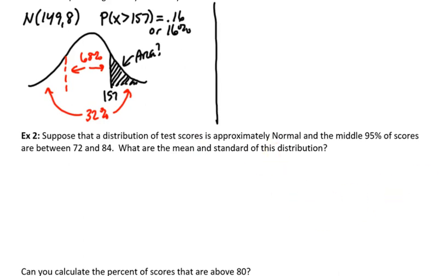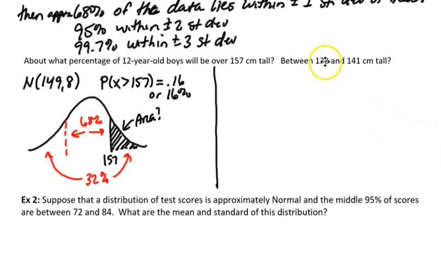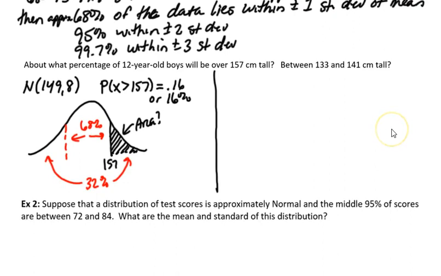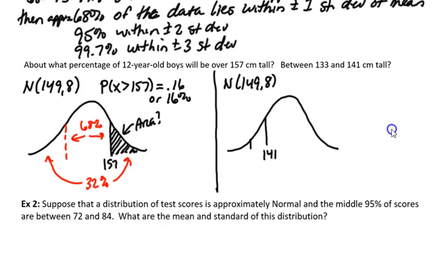In the second example, I want to know between 133 and 141. Notice here, 133 is 2 standard deviations from the mean in the negative direction, and 141 is 1 standard deviation from the mean in the negative direction. So I have my normal model still, the same parameters that I had before. If I sketch my model here, this is about 141 and this is about 133, and I'm looking for the area in the shaded region right here.